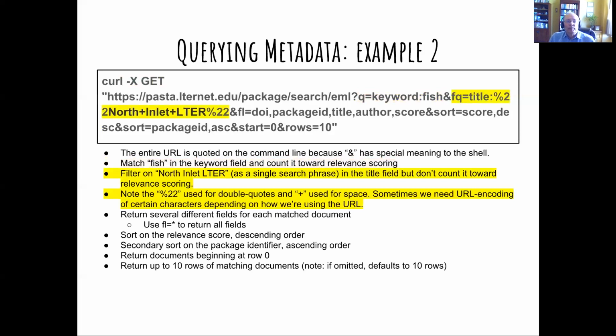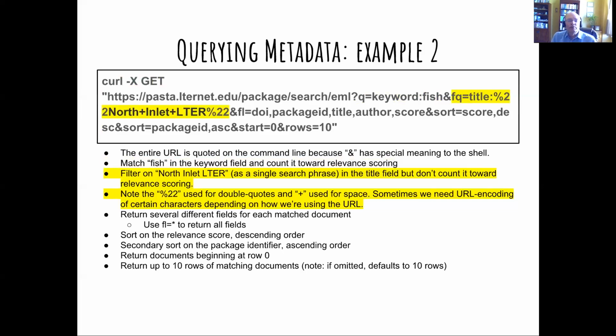The second query parameter is a bit long. FQ equals title:%22 north plus inlet plus LTER %22. The FQ filter query parameter is very much like the Q query parameter, but with one difference. We use the Q parameter for constructing our main query, and SOLR also uses those query terms when it calculates a relevance score for each matching document.